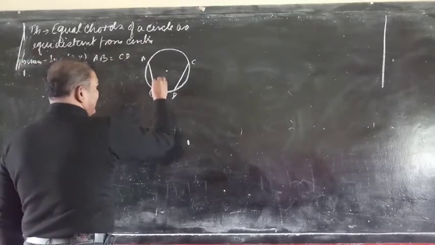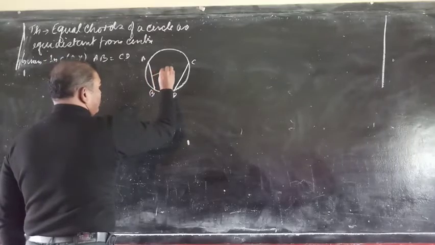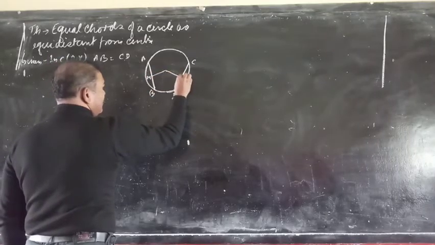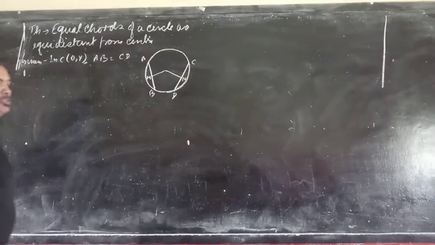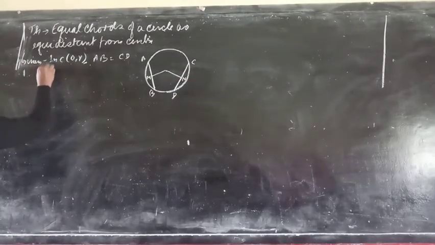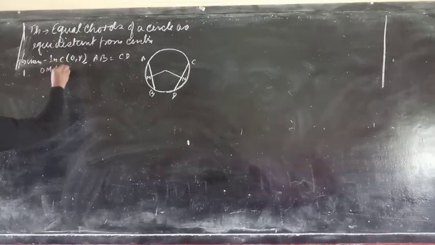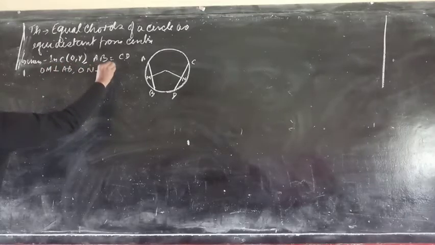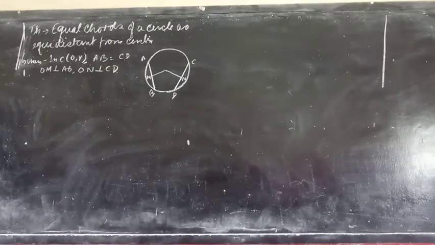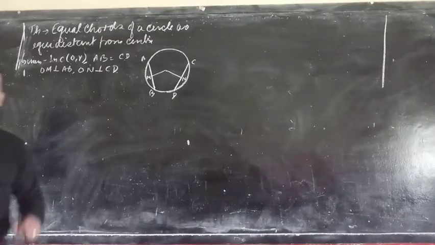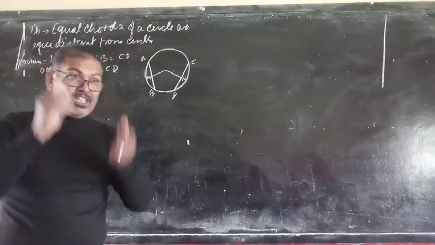We have to prove the equidistance: OM is perpendicular to AB and ON is perpendicular to CD. This is also given. OM is perpendicular to AB and ON is perpendicular to CD. Why is this mentioned? Because we have given that equal chords are at equidistant.